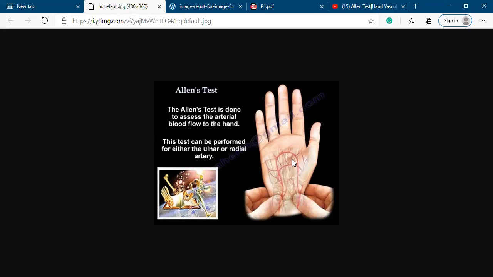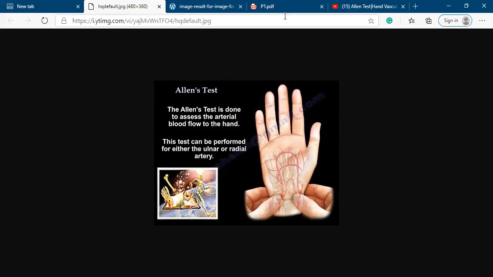A respiratory therapist, or an RN who is specialized in collecting blood, can collect the blood from this hand. The test can be performed for either the ulnar or radial arteries. This is the very important Allen test we have to do before blood collection from the radial or ulnar artery. So I just want to recap again.